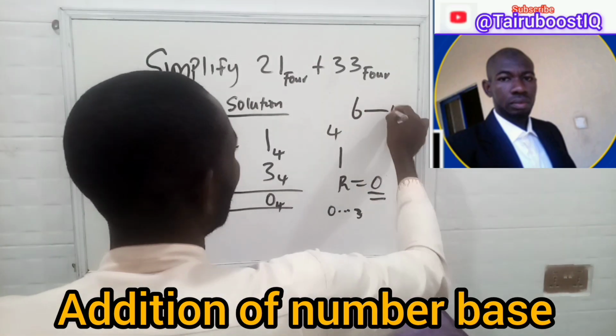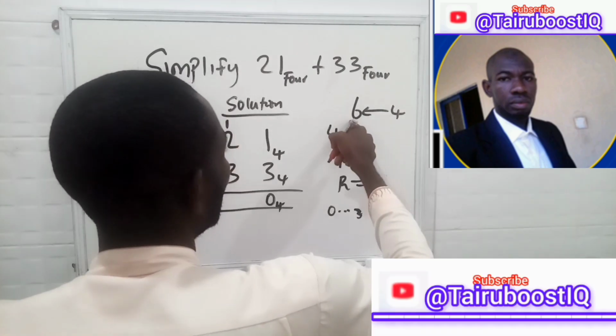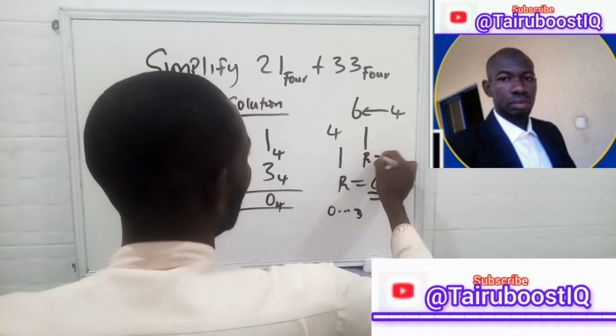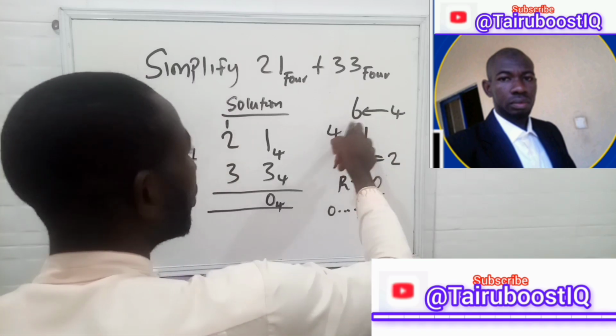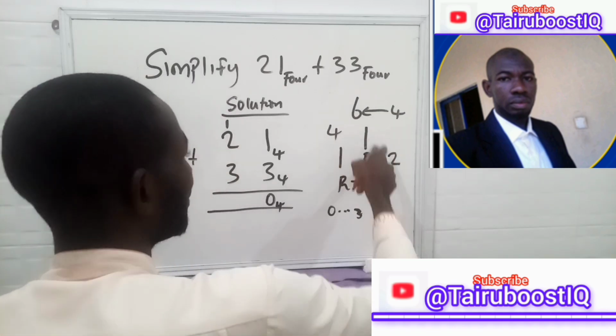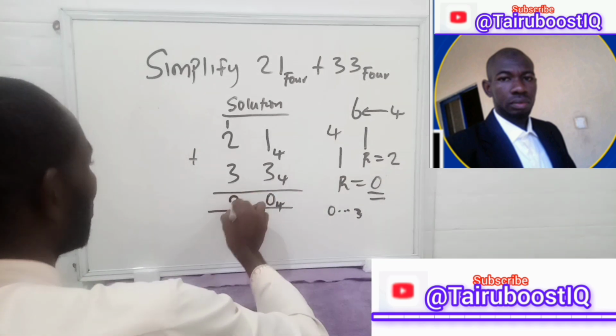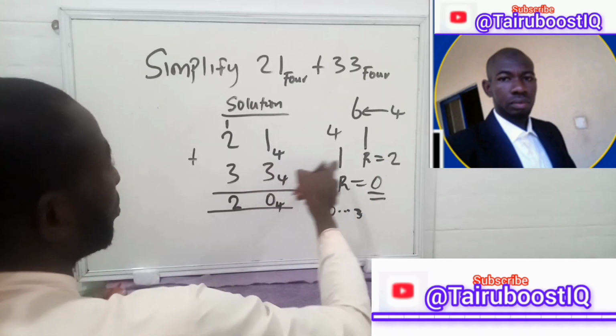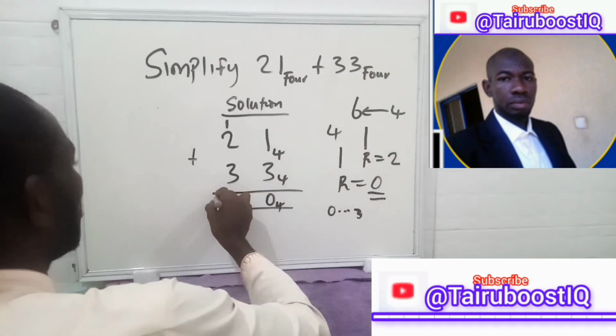Now, how many times can 4 go into 6? 4 goes into 6 one time, and the remainder is 2. So we are going to write this 2. Then since here is the last number, the number of times it goes, we'll put it here.